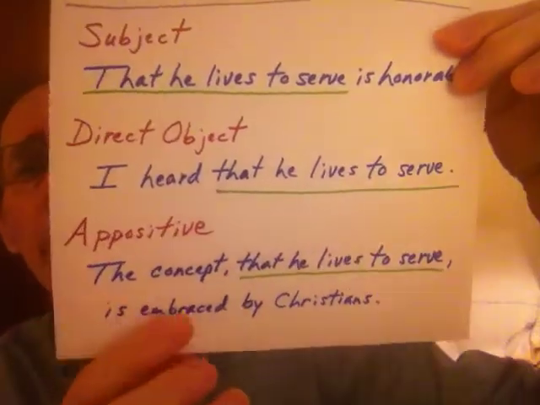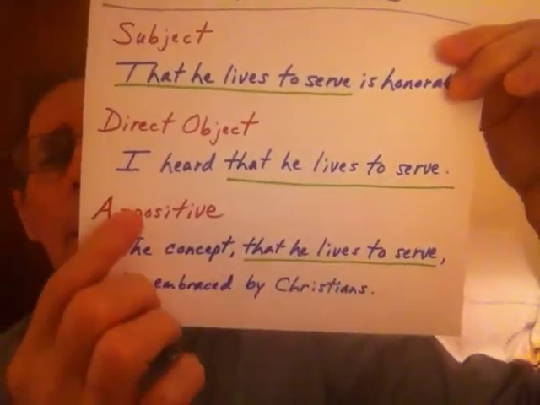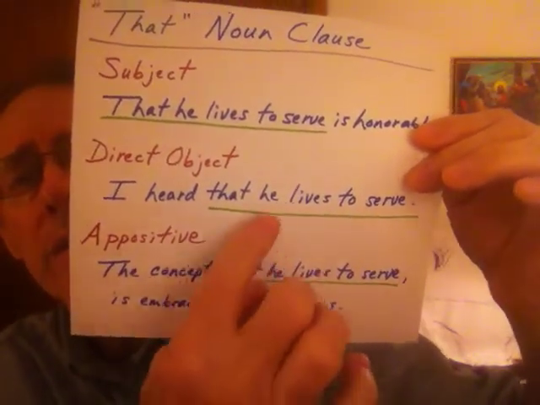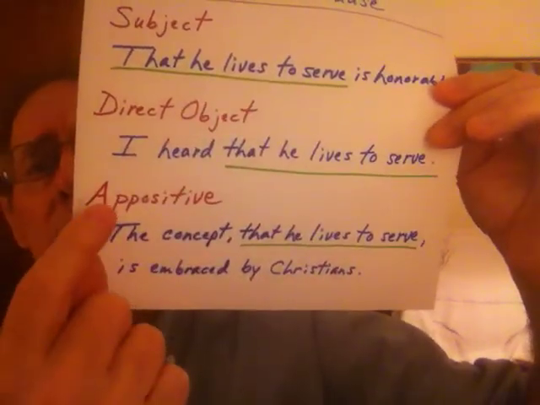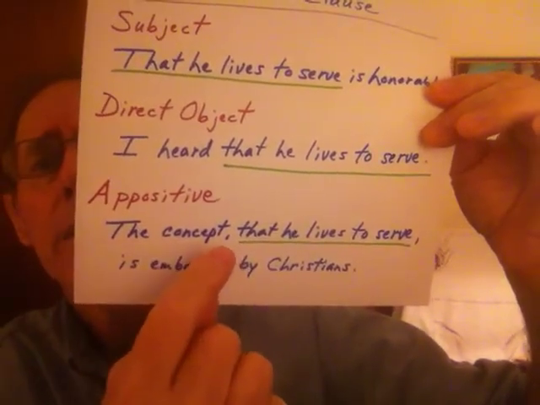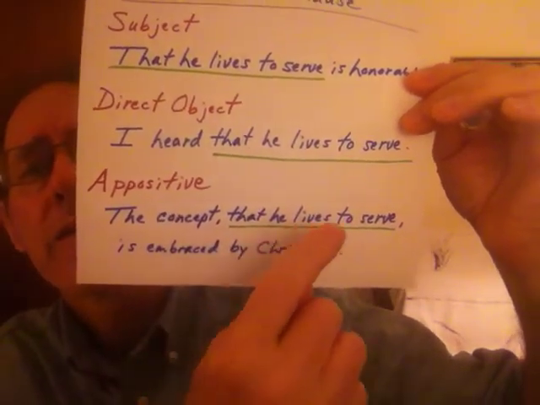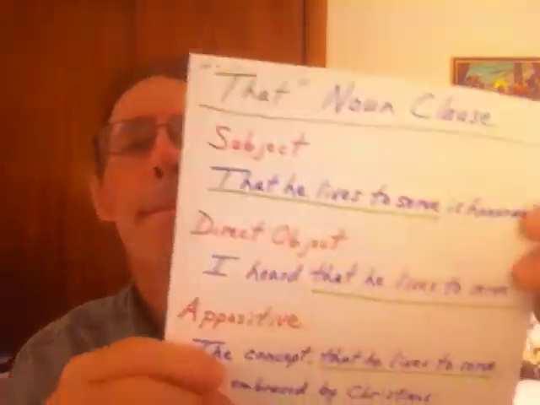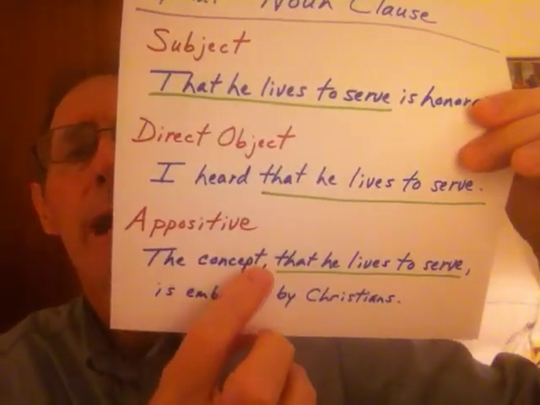And then also, that noun clause can be used as an appositive. An appositive is something that sort of renames the subject, okay? Kind of tells you about the subject in slightly different words, okay? So the noun clause, the very same one, can be used as an appositive. The concept, comma, that he lives to serve, is embraced by Christians, generally speaking, okay? This isn't philosophy today. So the concept, then you see the comma, right? And then you see the comma over here.